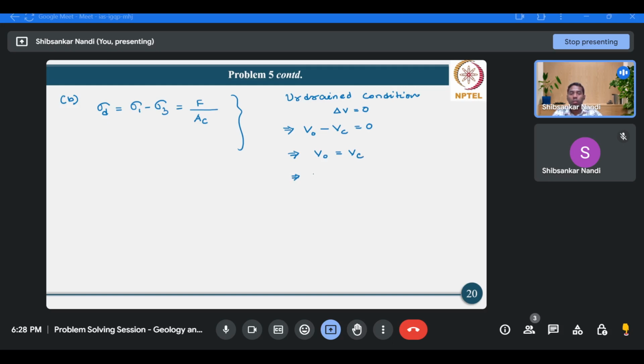Now, V0 we can write as A0 H0. This is the cross-sectional area of the sample, and this is the initial height of the sample, and this is the corrected area, and this is the corrected height. Therefore, the corrected area we can write as A0 H0 by Hc. Since axial deformation is happening, your Hc will be modified in this fashion: H0 minus delta H.